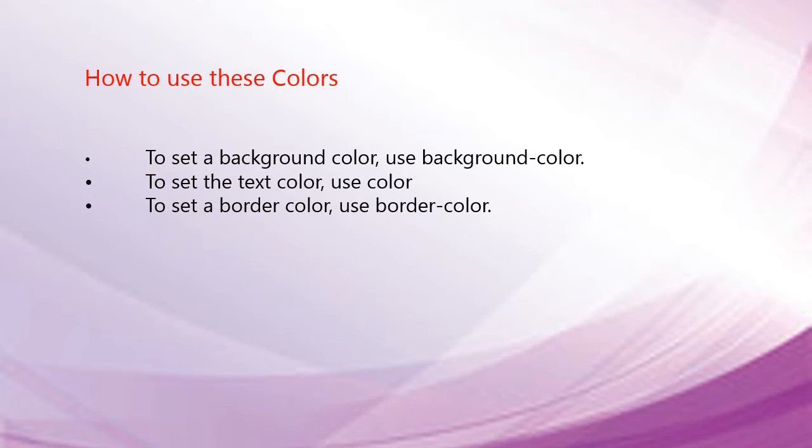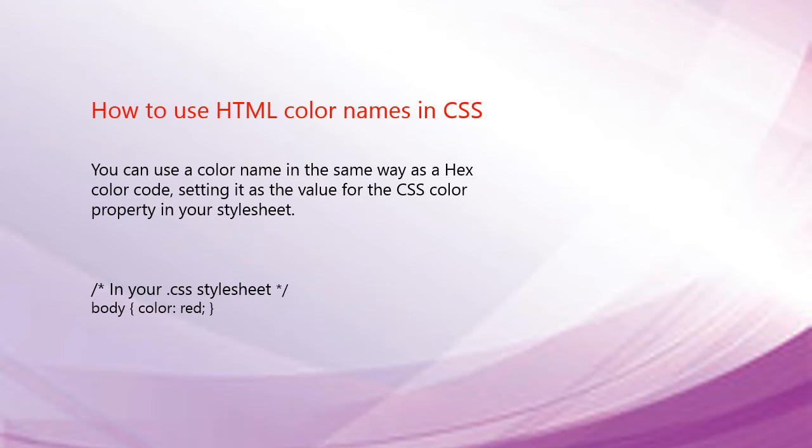So to set a background color, use background color. If you want to set the text color, use color. And if you want to set border color, use border color. So for example, take blue. Below are quick CSS code examples for applying this color to various HTML elements.